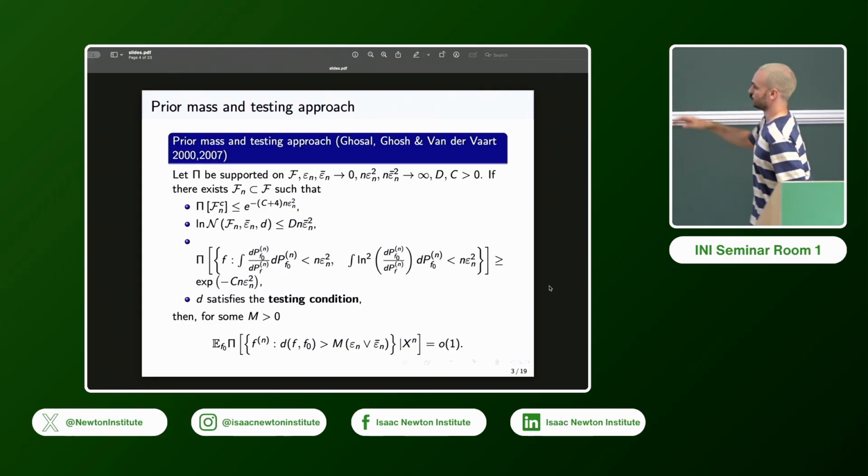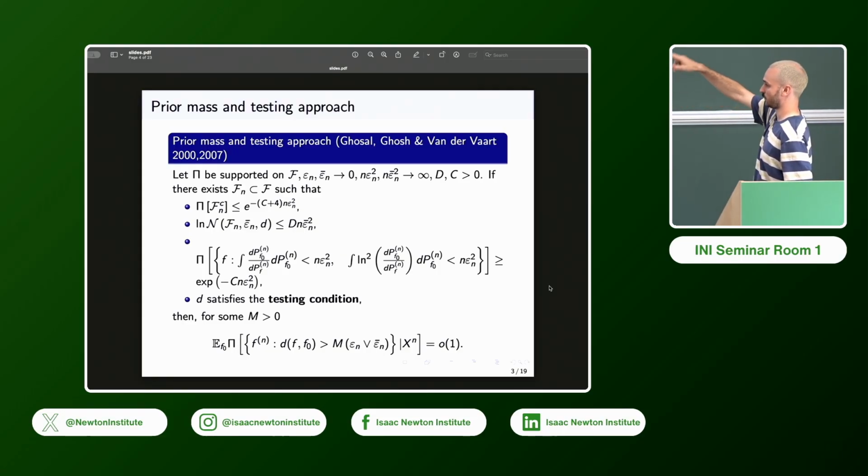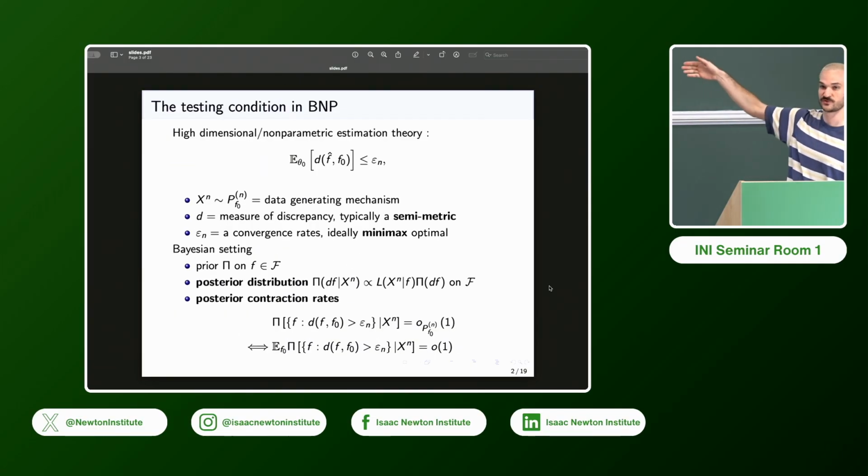that this rate epsilon n bar is a rate, as I've introduced before, so a contraction rate.